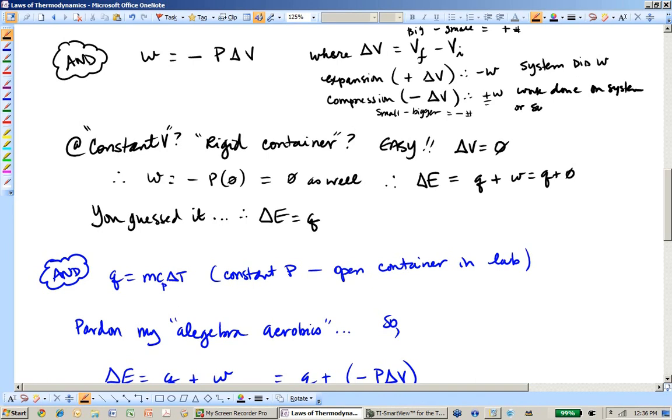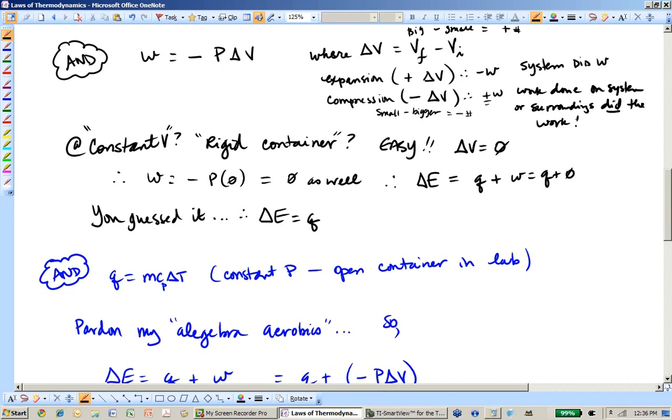Or you can think of the surroundings did the work on the system. Either way, work was added into the system. That's the point with the positive W.